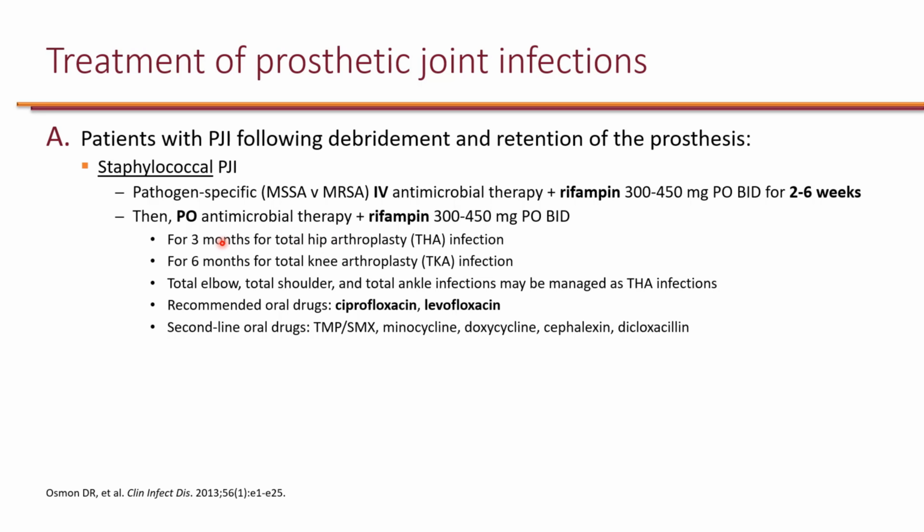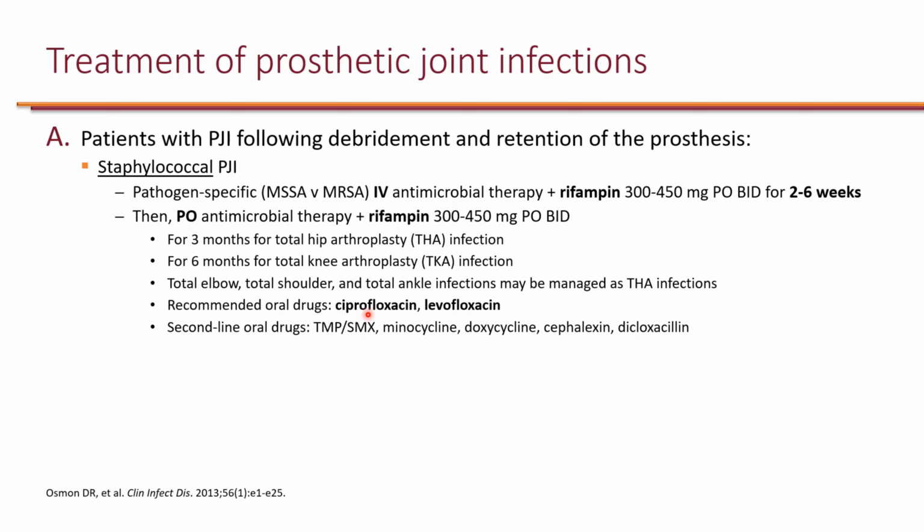a certain duration of time, and that depends on the type of arthroplasty that the patient receives. So either total hip arthroplasty or total knee arthroplasty. So the knee would require 6 months of oral antimicrobial therapy, whereas the hip would require 3 months. And for this phase, we want antimicrobials that are extremely bioavailable. So fluoroquinolones are by far the most bioavailable antibiotics. So ciprofloxacin or levofloxacin would be the drug of choice.